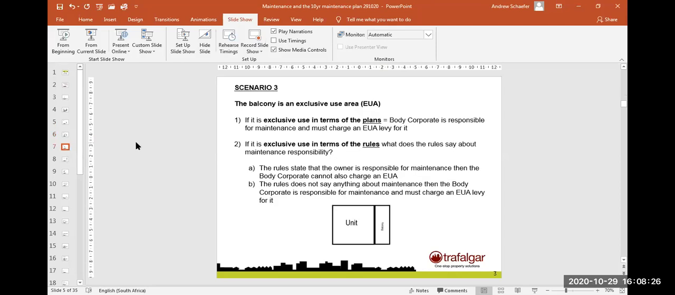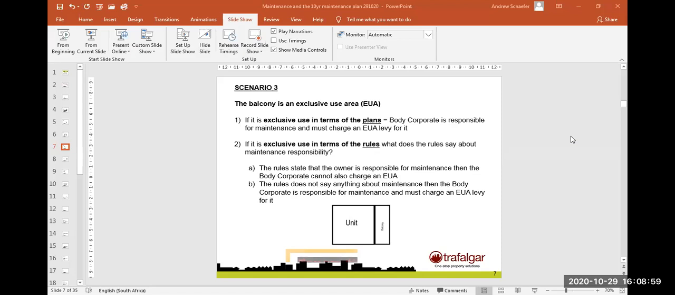So then we have our last slide, which is scenario 3. In terms of the balcony, if the balcony is registered as an exclusive use area, it can be registered in one of two ways. So if the balcony is registered in terms of point 1, it's in terms of the plans. This means that the body corporate is responsible for the maintenance of that balcony, even though the owner has the exclusive use right registered. The body corporate remains responsible and they have to charge an exclusive use area levy for it.